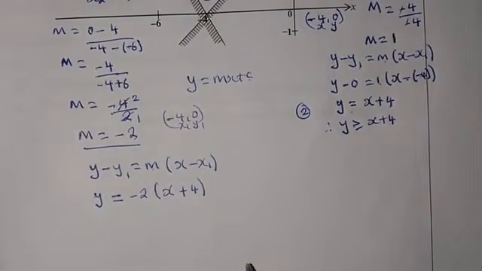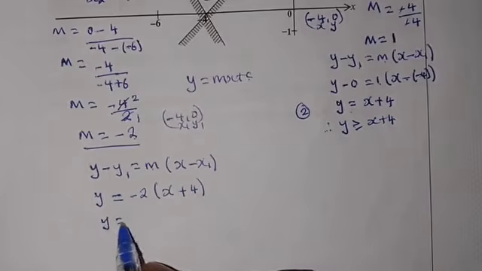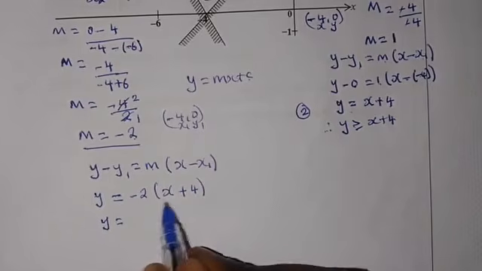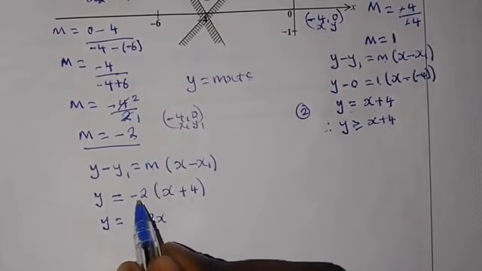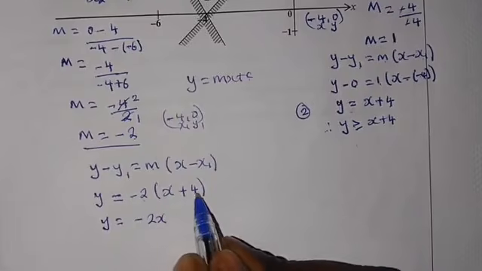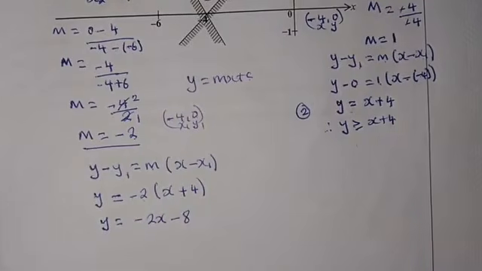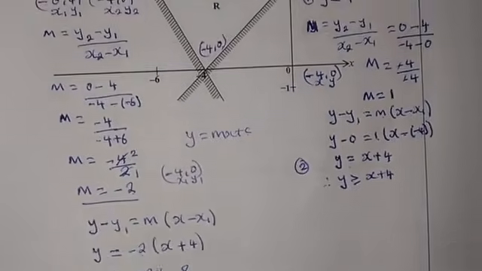I hope you have understood here. Then we are just going to expand by opening the brackets. Negative 2 times x is negative 2x. Negative 2 times positive 4 is negative 8. So we need to come up with the inequality.